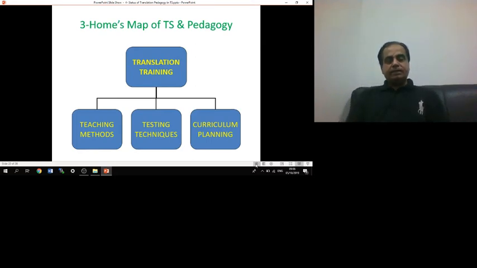Translation training. In translation training, here you see three things: the teaching methods, the testing techniques and the curriculum planning. Let's start with the curriculum planning. In translation training, we need curriculum. Without curriculum, you cannot teach. And curriculum means many things. Curriculum means that you prepare the objectives of a particular course, and then objectives of each chapter, objectives of each source text that is going to be taught inside the classroom, and so on and so forth. Long detail, and we have a separate lecture on this, so I'm not going to spend more time discussing it.